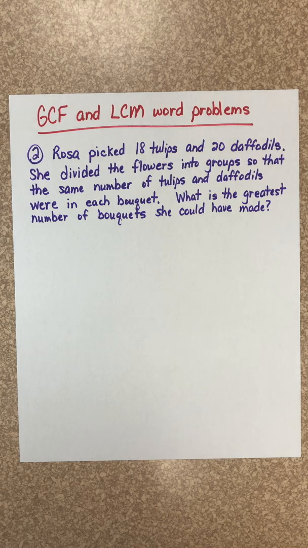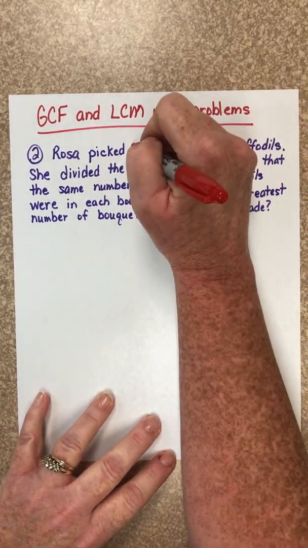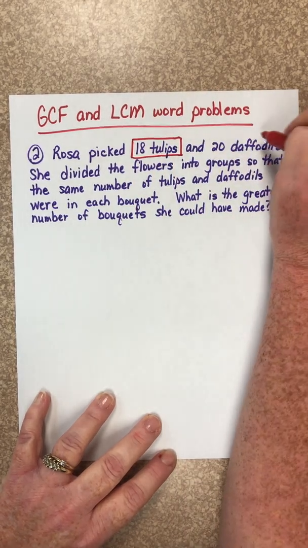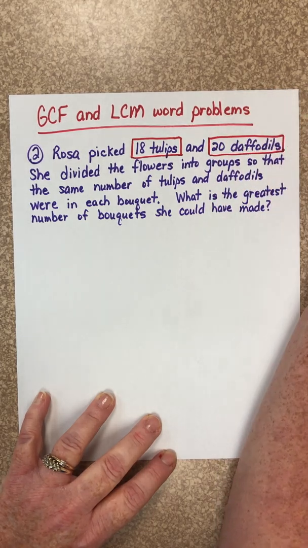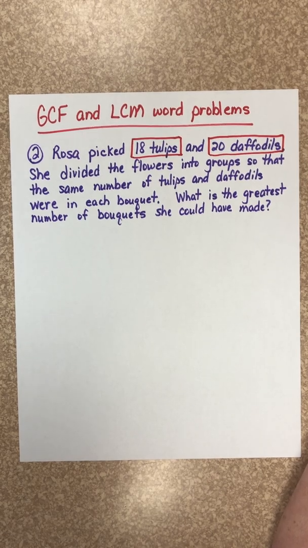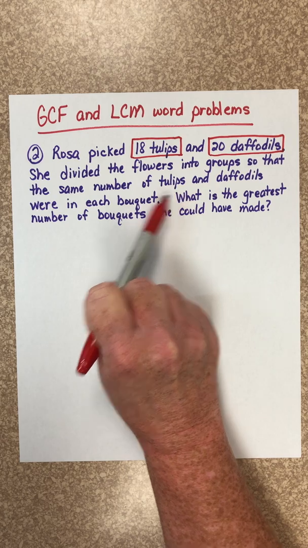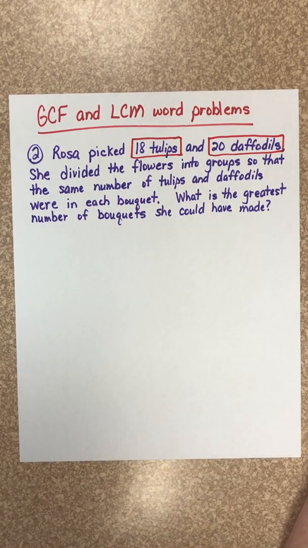Well, let's go back and look for our numbers first, see what kind of numbers we're going to be using. So Rosa picked 18 tulips. So 18 what? Tulips. And 20 what? Daffodils. So those are the flowers. Notice they're going to be divided into the same number of bouquets.